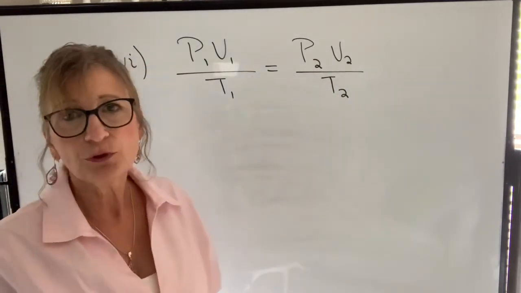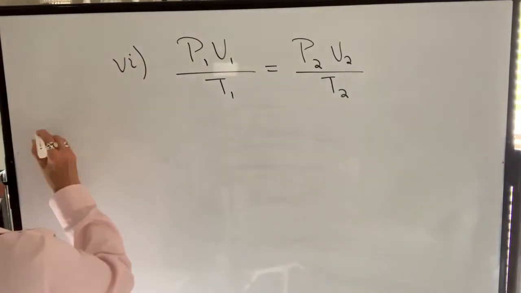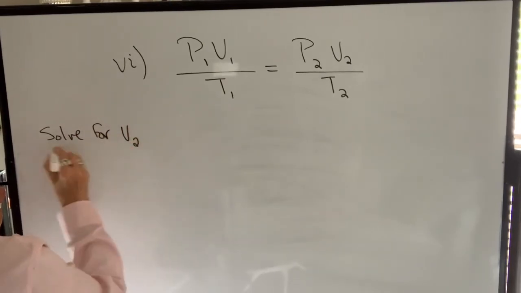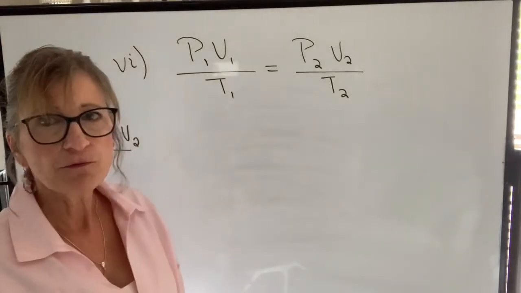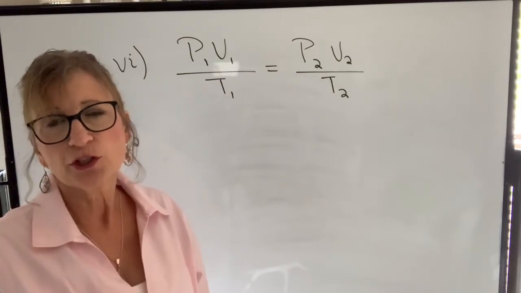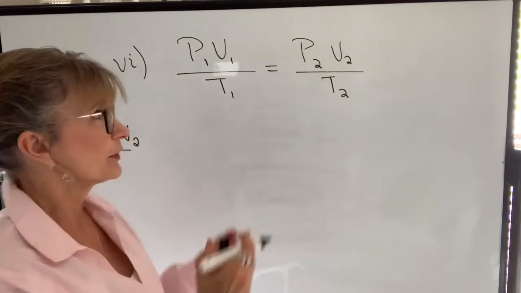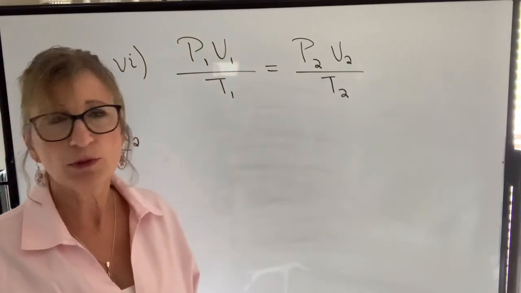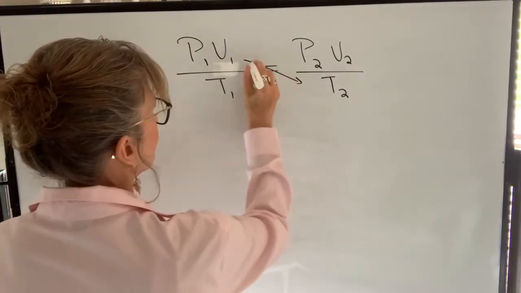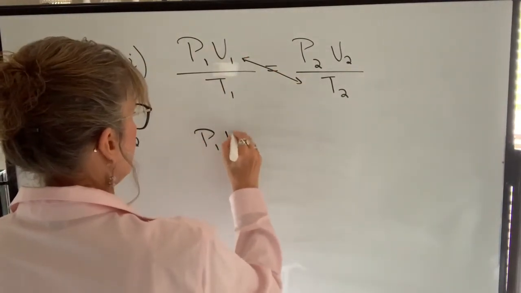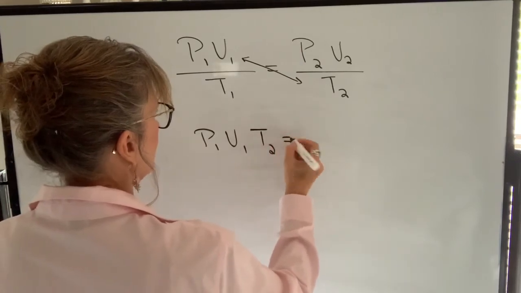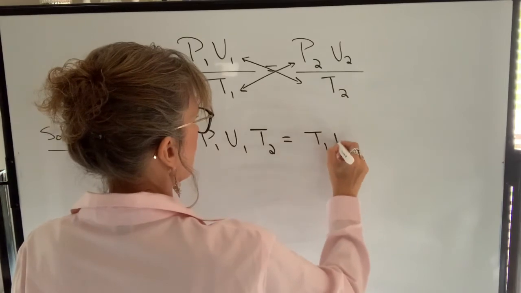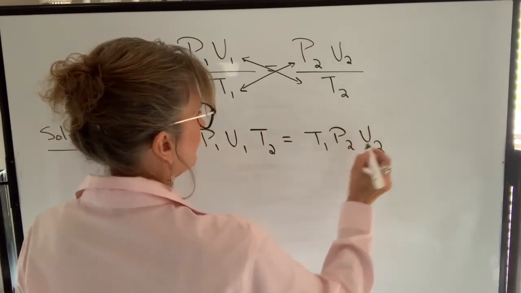And I could solve for any variable in here. Let's say I want to solve for, let's say, V2. My first step, regardless of which variable I'm solving for, would be to get rid of the fractions. I just want to get rid of the division created by those fractions, so I'm going to cross multiply. So I start here. P1 V1 T2 will be equal to T1 times P2 V2.